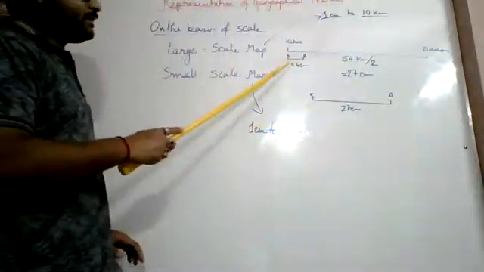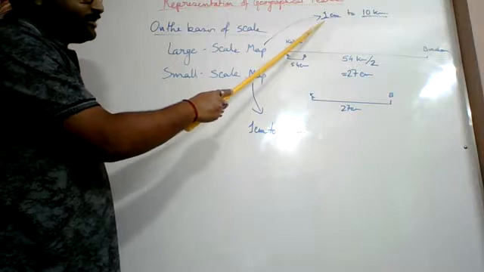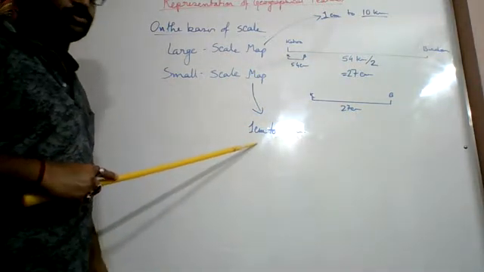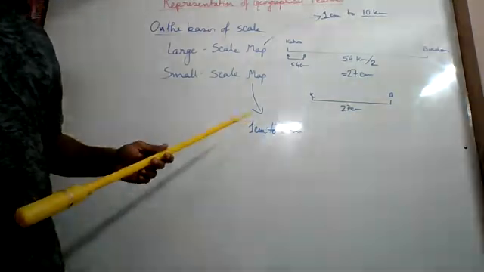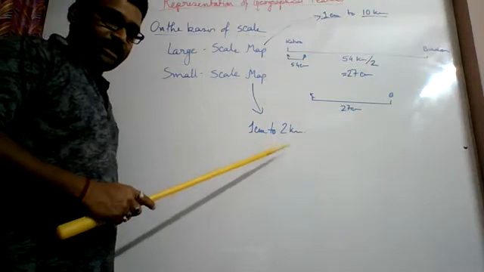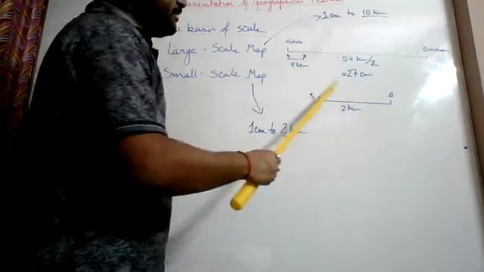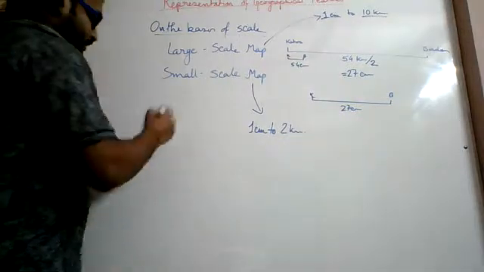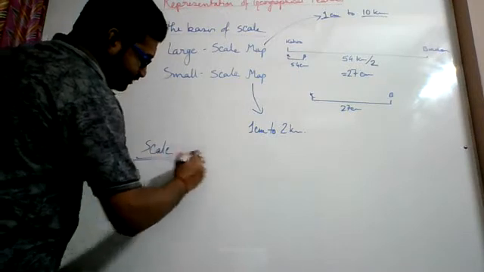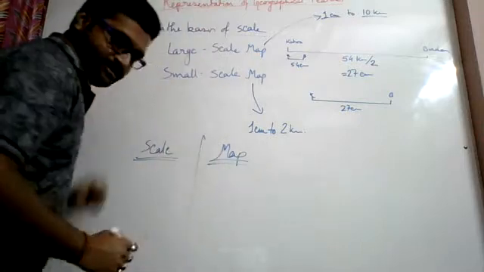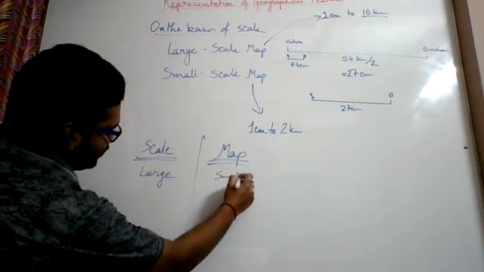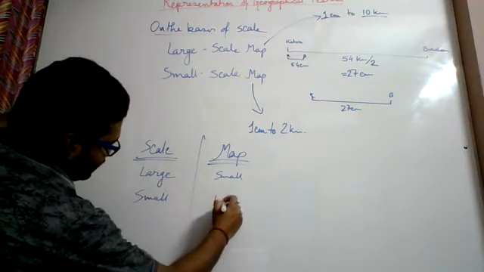So can you compare from here? Here the scale was large, 1 centimeter to 10 kilometer, hence the map became small. But here the scale became small, 1 centimeter to 2 kilometer only, hence the map size became so big, 27 centimeters. Is it clear now? So the concept is scale and map; you can represent this by a relation. What will be the relation? If the scale is large, map is small, and if the scale is small, map is large.